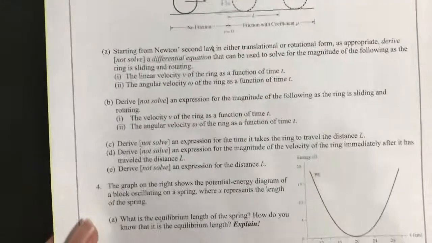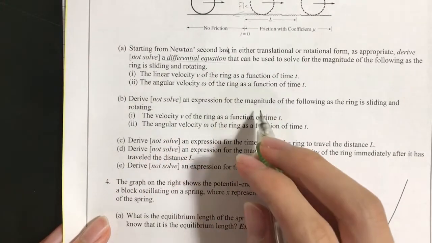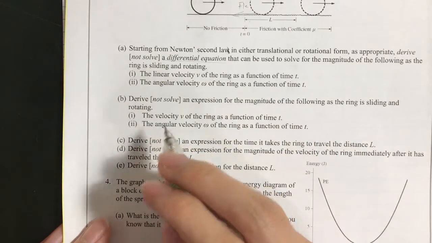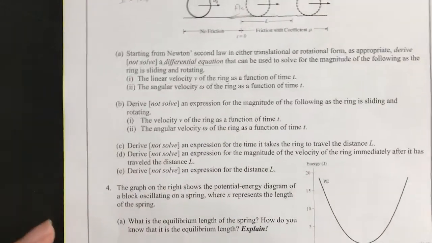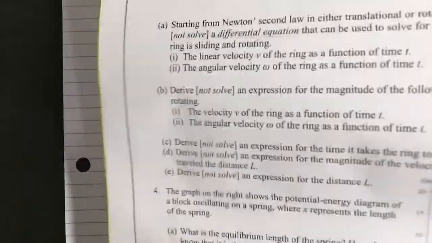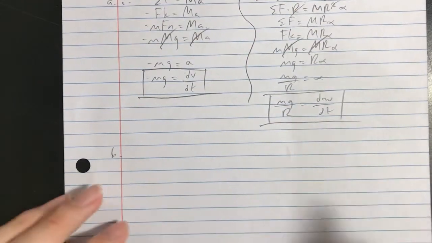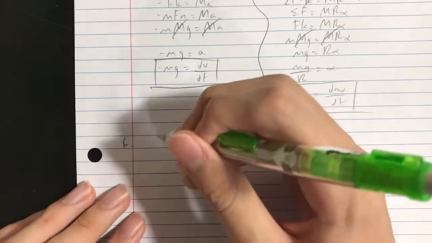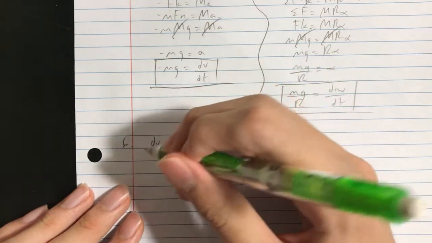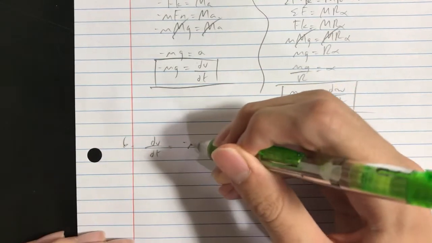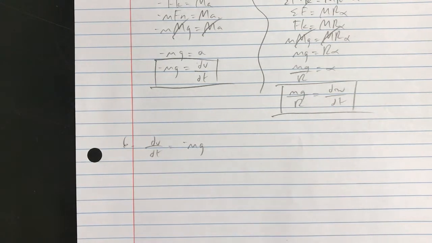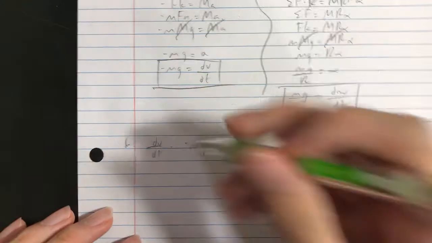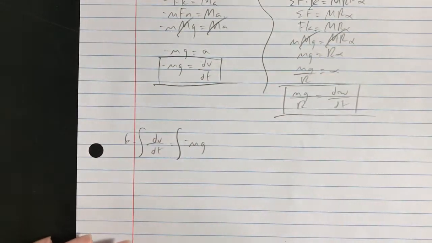Now, part B asks, derive the expressions for the magnitude of the following as the ring is sliding and rotating. Find the velocity and the angular velocity. But this time, we're supposed to just solve for them outright, not solve them via a differential equation. And that's pretty easy. All I have to do is copy this, dv over dt equals negative mu g. How do you cancel out a derivative basically? You integrate.